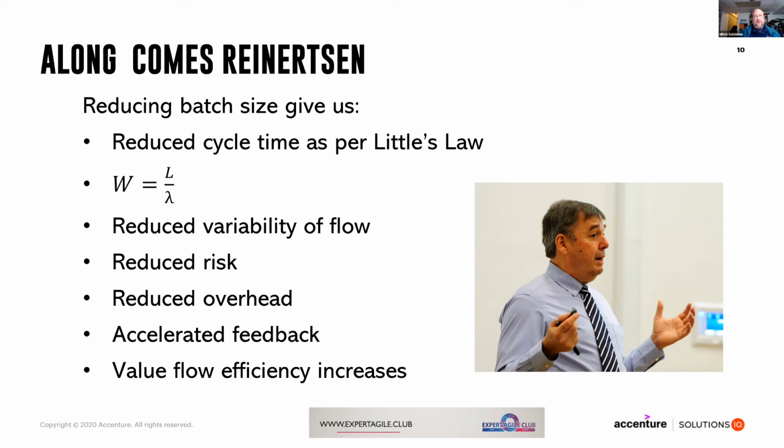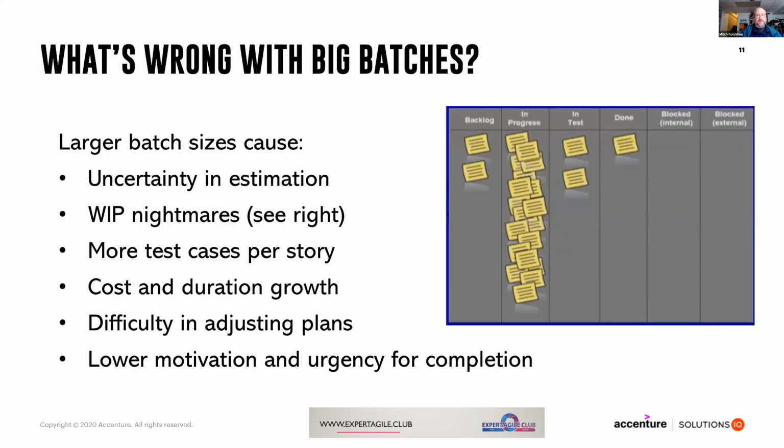With smaller batch sizes, we have reduced variability of flow. We have reduced risk, reduced overhead, accelerated feedback. And that's what gives us efficiency and value flow. If our work is big, it takes us a long time to get feedback about our work. If our work is small, if we deliver it in small, meaningful, deliverable increments of value, then our efficiency will tend to increase. So that's our rationale for making things small.